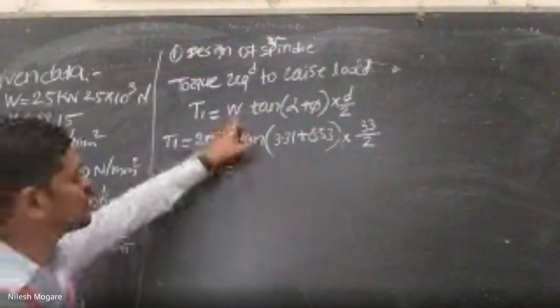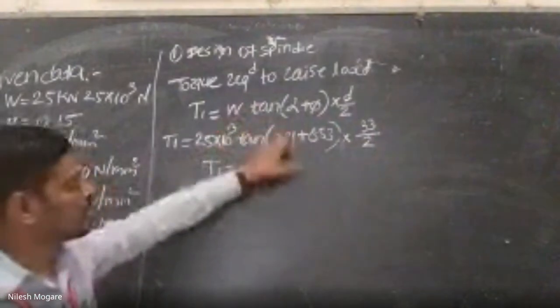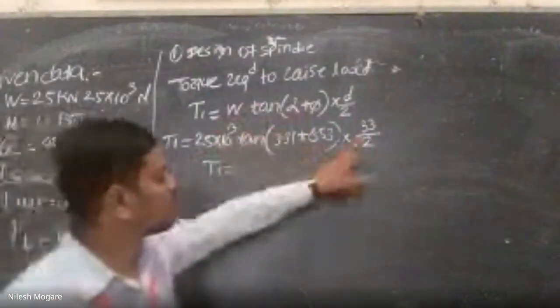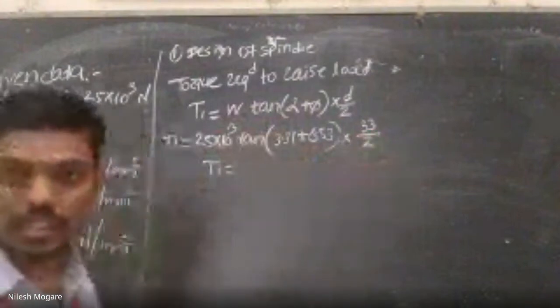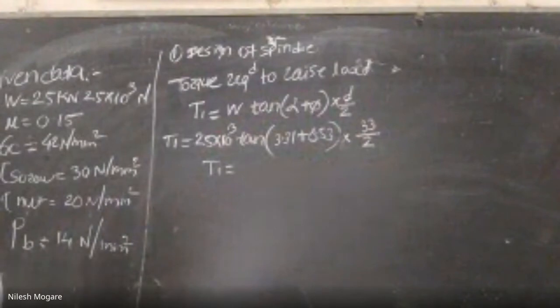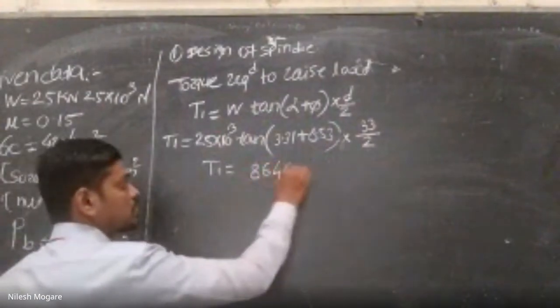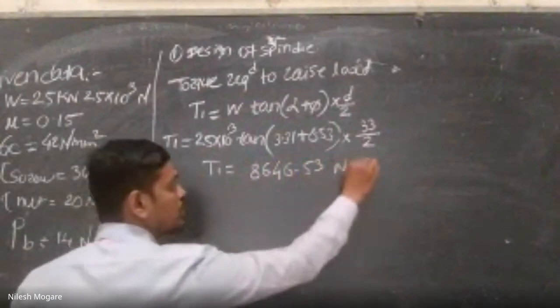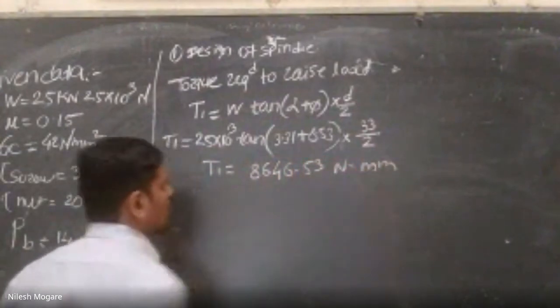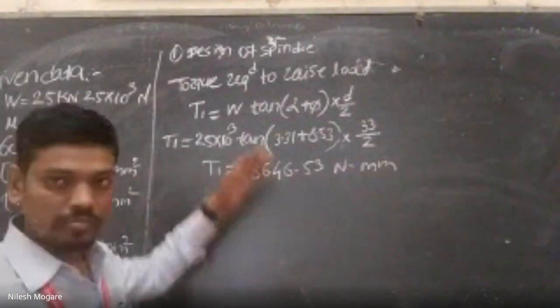25 into 10 raised to 3, that is the W. Alpha is nothing but 3.51, phi 8.53 and D by 2, that is 33 by 2. So it is 86446.53 Newton millimeter. So that is the torque which is required to raise the load.